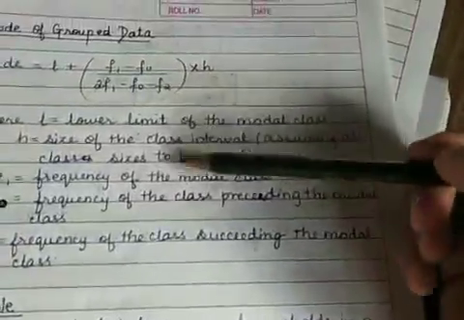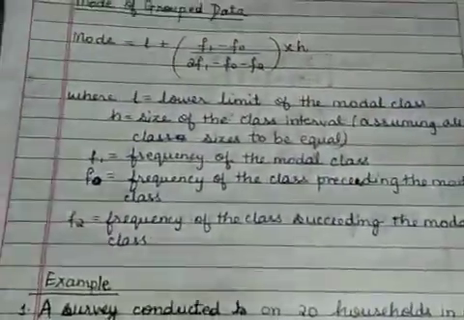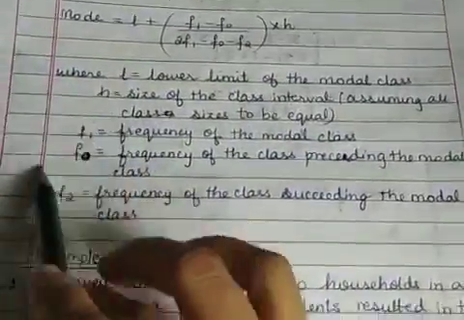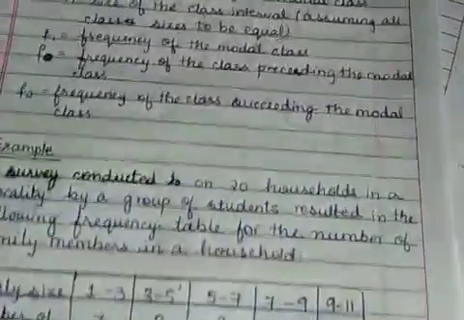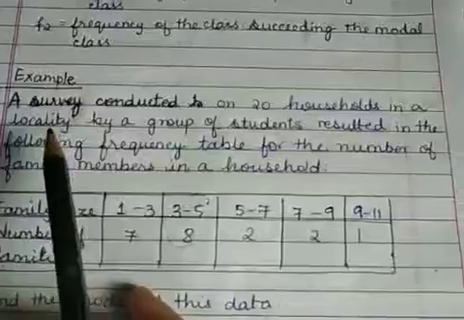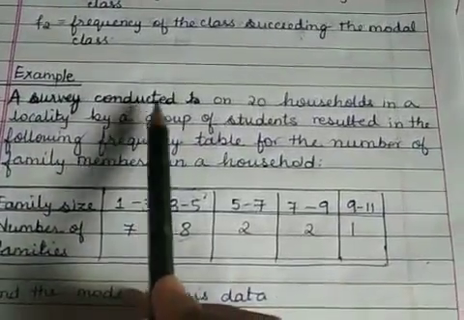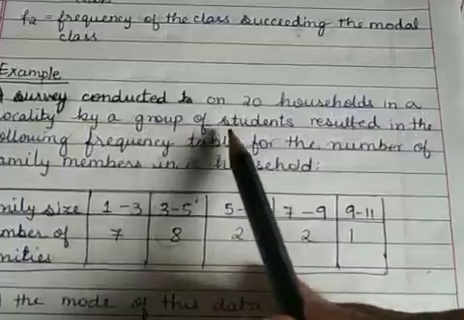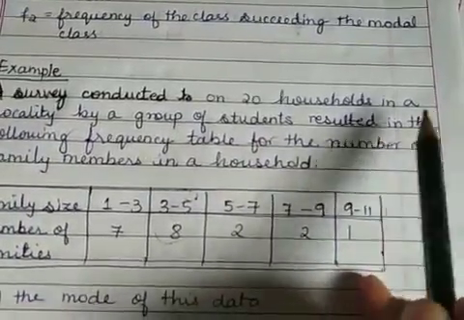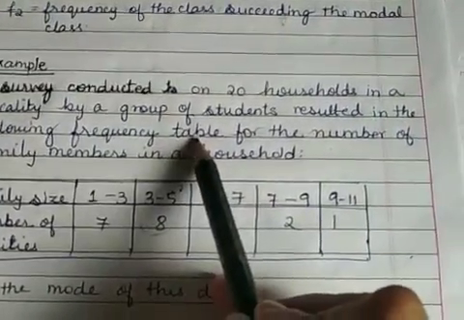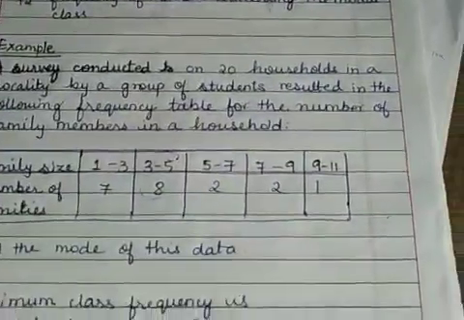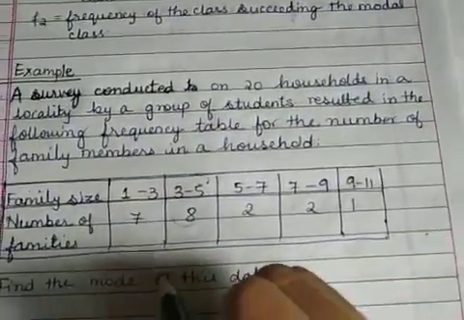Now to understand this, let us see an example of why we need to use this formula and what all these values are. Let us take this example here. A survey conducted on 20 households in a locality by a group of students resulted in the following frequency table for the number of family members in a household. You have to find the mode of this data.